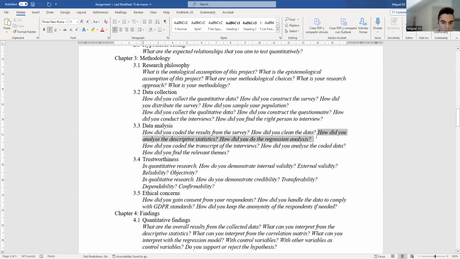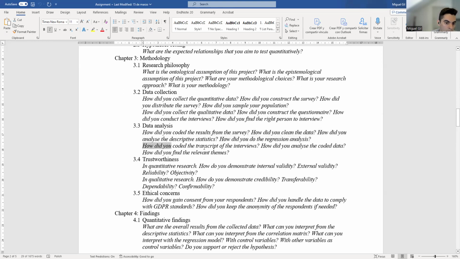And then explain how you did the statistical analysis, which is basically using SPSS to do the descriptive statistics and the three models that you ended up doing. The model without controls, then with some controls, and then with many controls. So explain that again. I think you probably only need one paragraph for this.